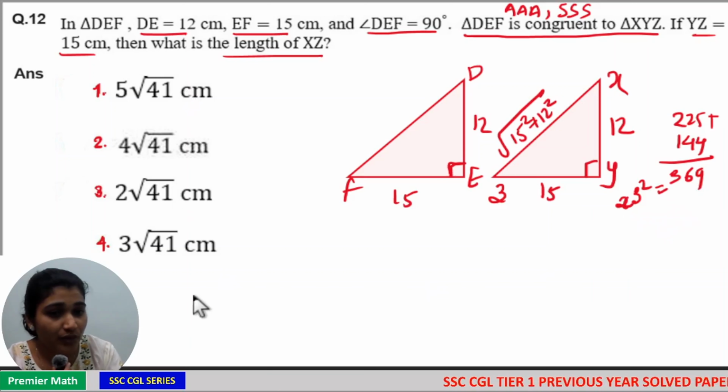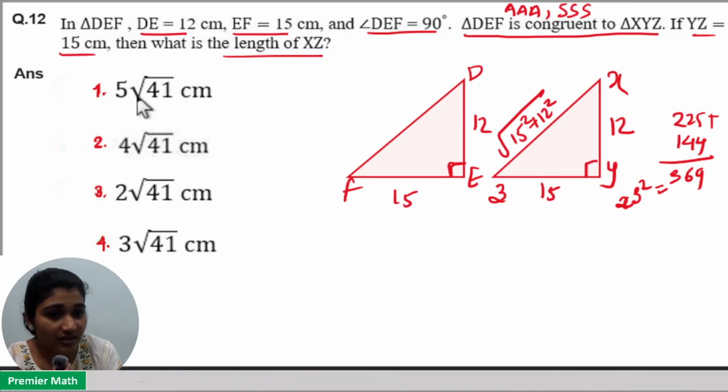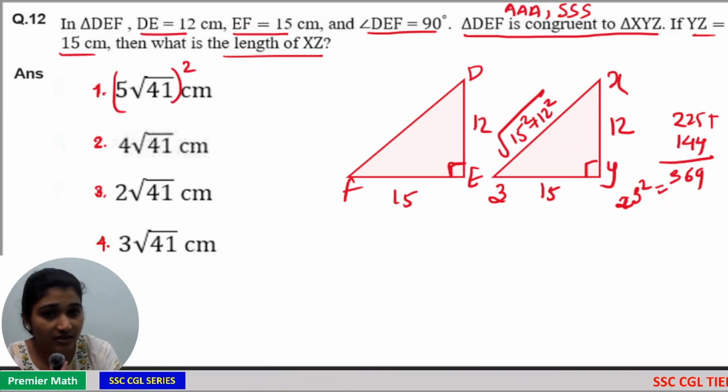369 means check for unit digit 9 in the square of the options. Here options are given as length of XZ in the option. So if you take the square of this, you will get XZ square. Then find the unit digit 9.